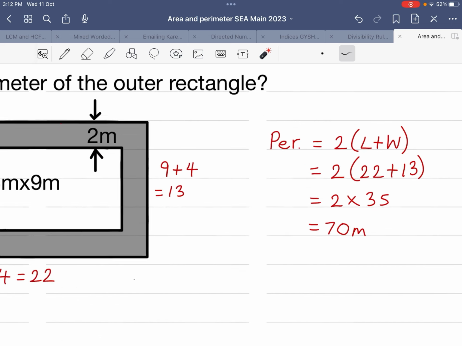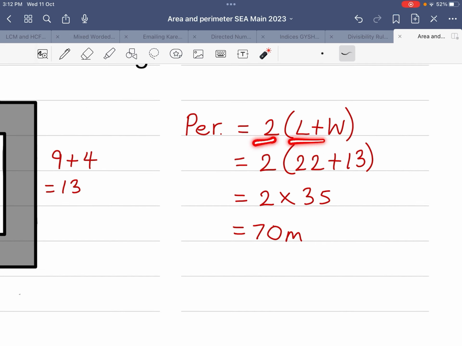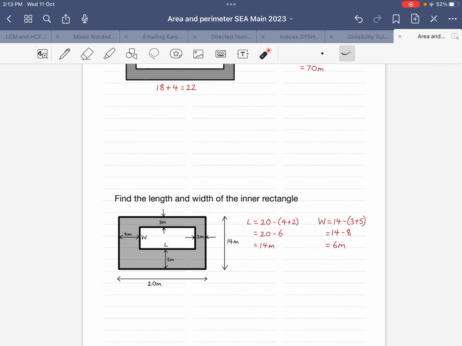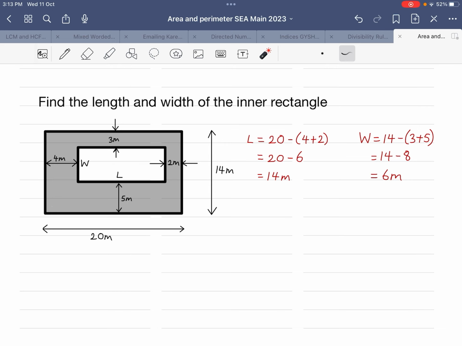So we know that perimeter is 2 times the length plus the width. So that's 2 times 22 plus 13, which is 2 times 35, which is 70 meters. Second question. Find the length and width of the inner rectangle.